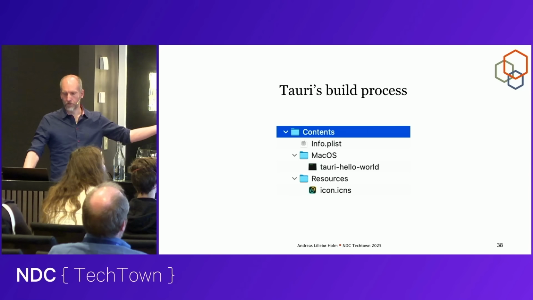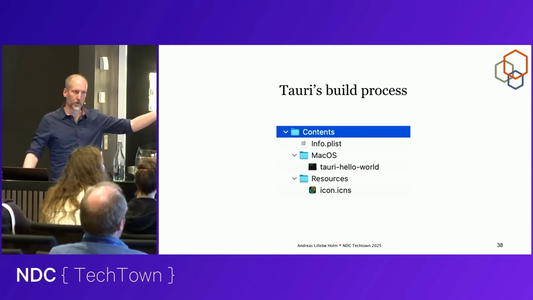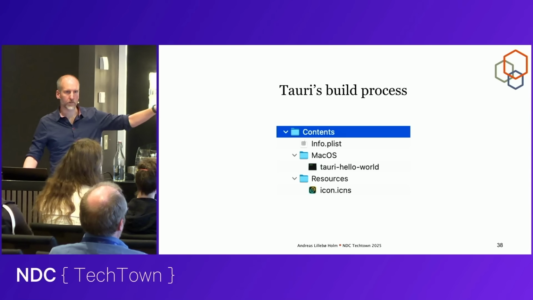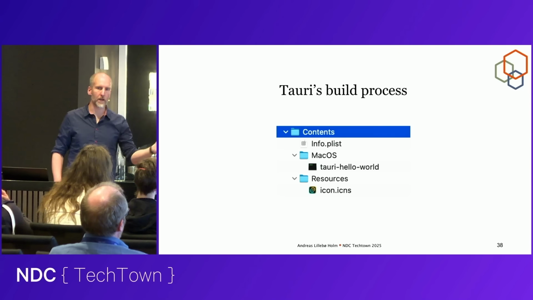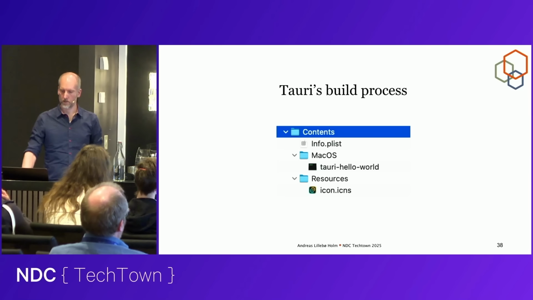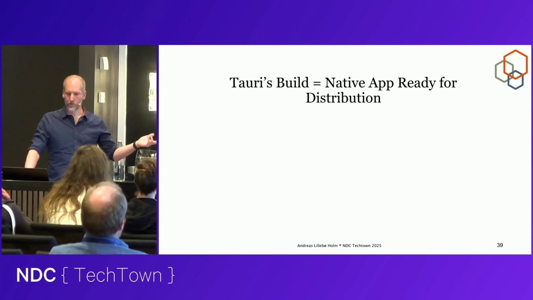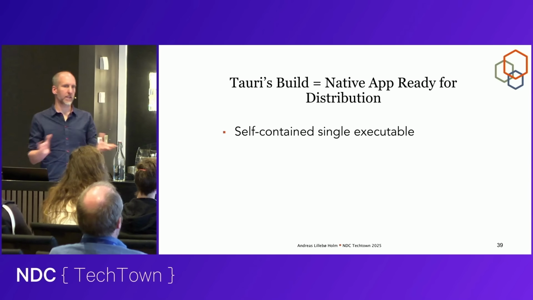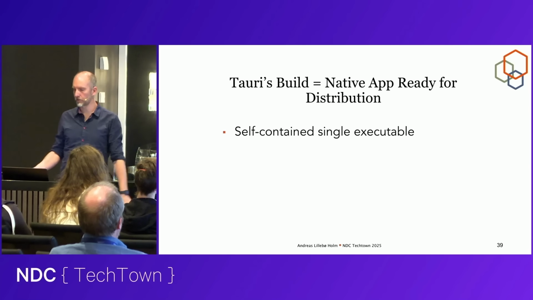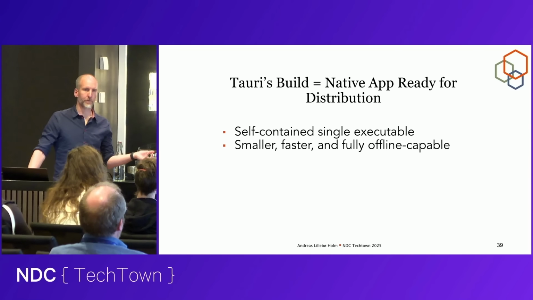So to show you, this is how an application bundle on macOS looks. You have the boilerplate with the plist and the icon that is required for a Mac app, but everything else is in one binary when you ship the application. So when you build this, you have a native app ready for distribution. You have a self-contained single executable that contains everything you need for your application. It's smaller, it's faster, and it's fully offline capable.